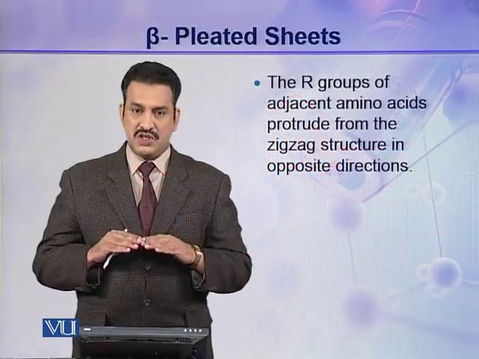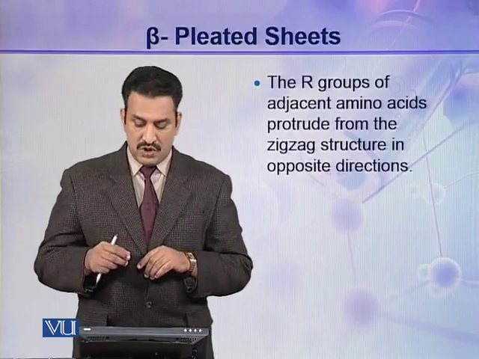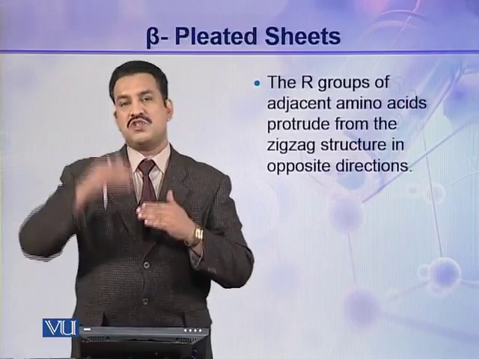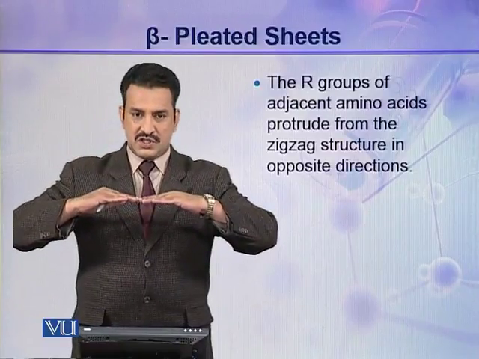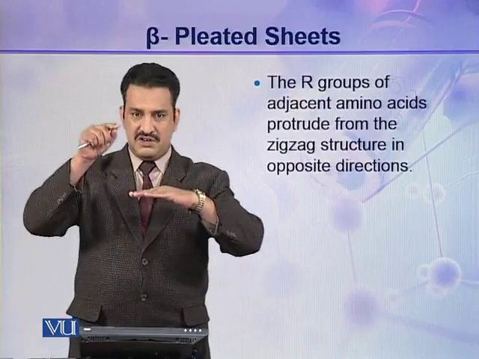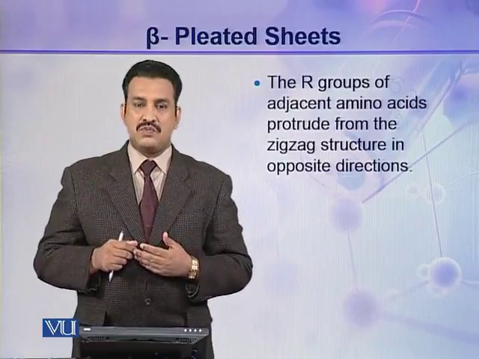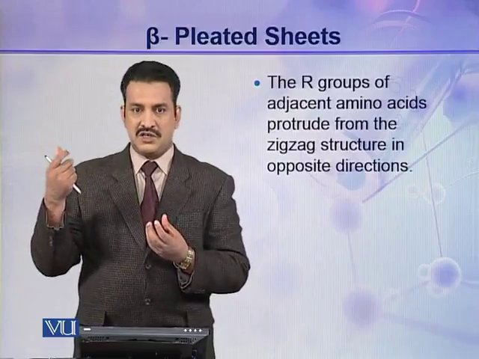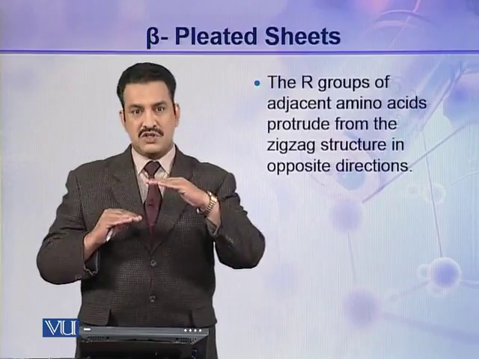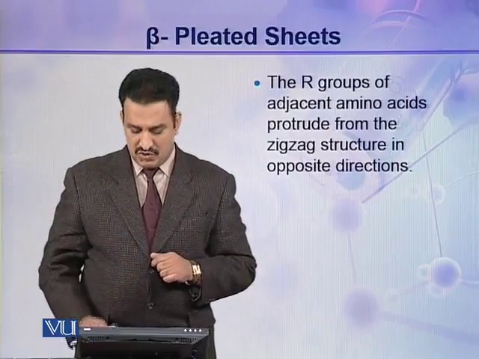In this sheet, the R groups of adjacent amino acids protrude out from the sheet, from the zigzag structure, in opposite directions. So if this is a polypeptide chain, the R groups lie here, here and here. As you saw in the case of the alpha helix, where the R groups lie outside the helix, here too the R groups lie outside the sheet. This is because the R groups then do not create any hindrance.